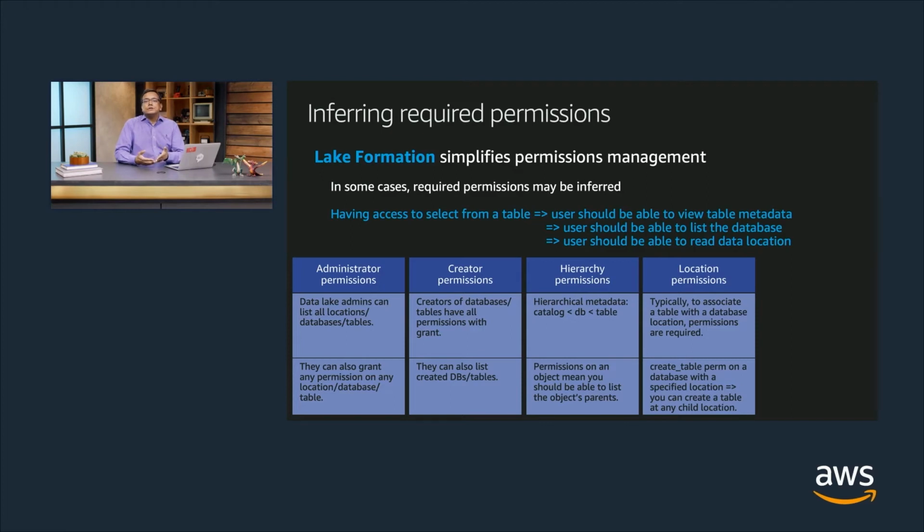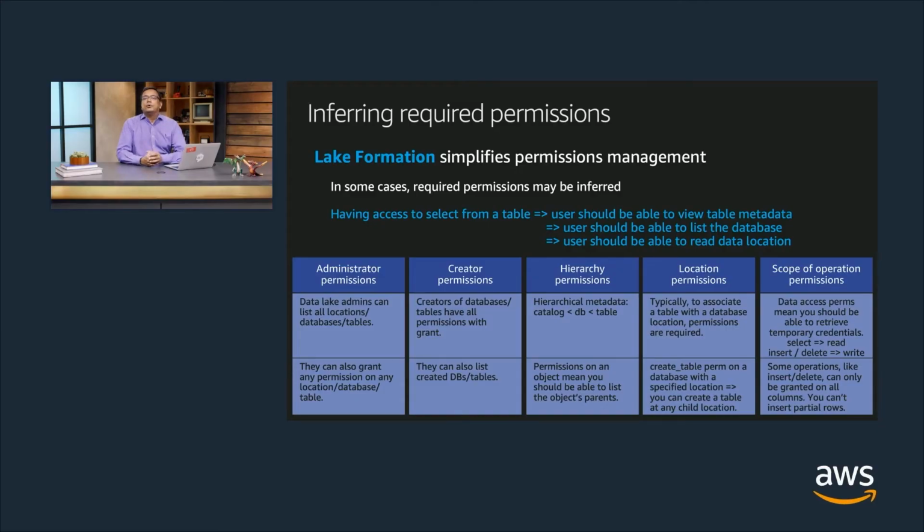Typically, in order to associate a location with a table or a database, users are going to require location permissions to that particular location. Okay, and we'll talk about location permission in the next section when we talk about S3 permissions. However, in case you have the create table permission on a database and that database has a location specified with it, then this create table permission will allow you to create tables at any child location of the database's location. So this is another sort of simplification that we just give to you.